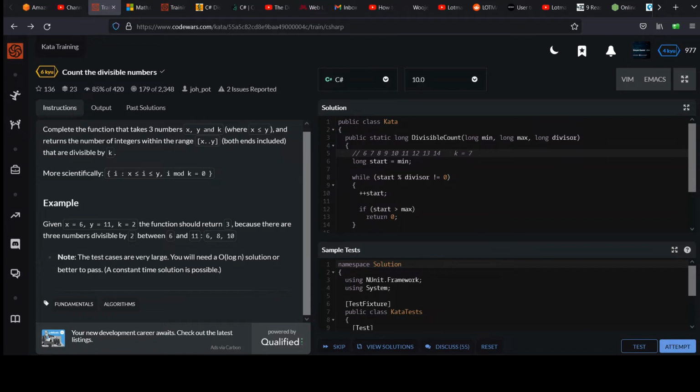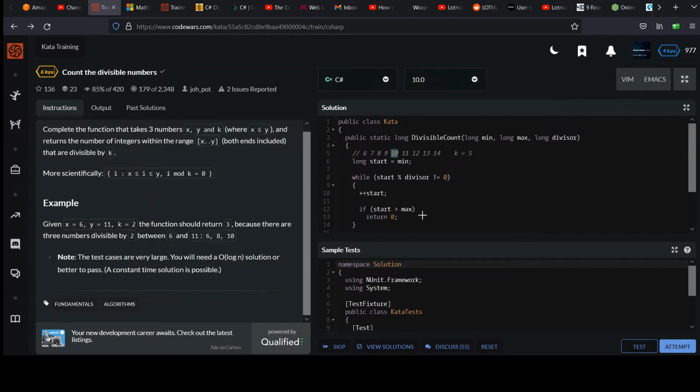Let's try one like k equals 5. You can see in here clearly, there's going to be 1 in there. So our algorithm is going to start at the beginning, at min. It's going to go up. 7 doesn't, 8 doesn't, 9 doesn't, 10. Oh, 10 divided by 5 is 2 evenly. So we found our start.